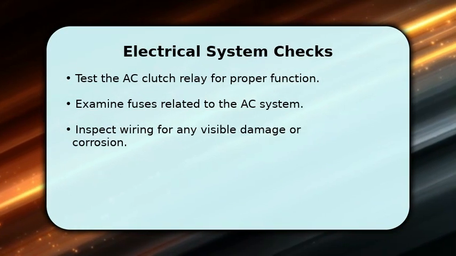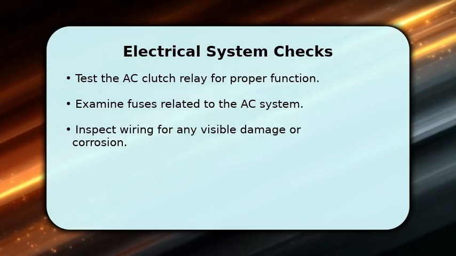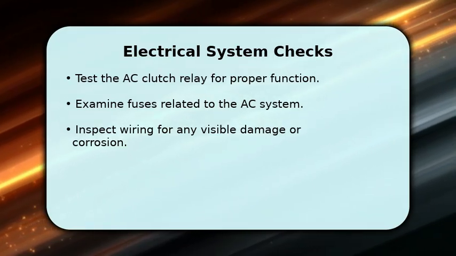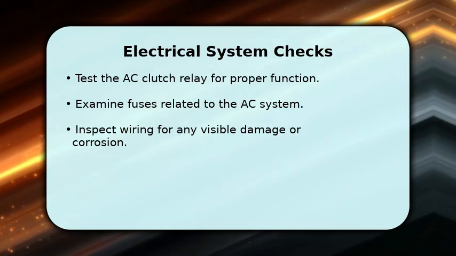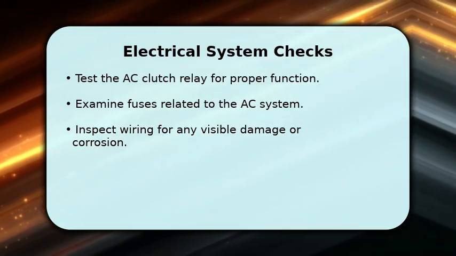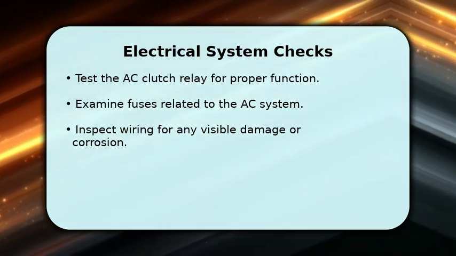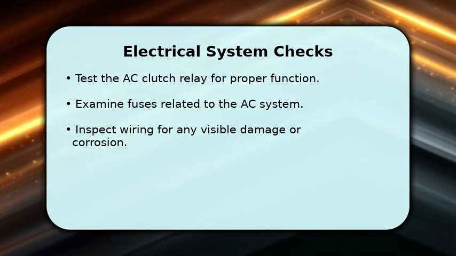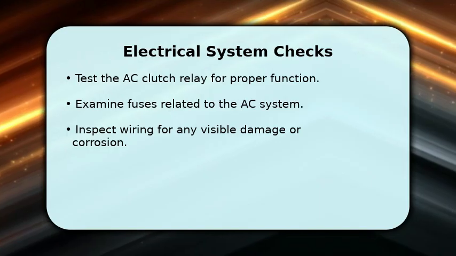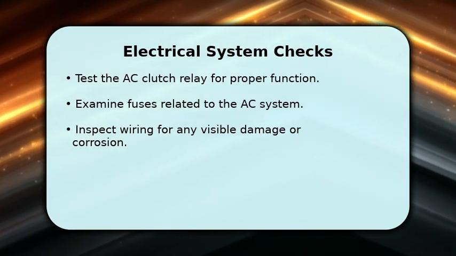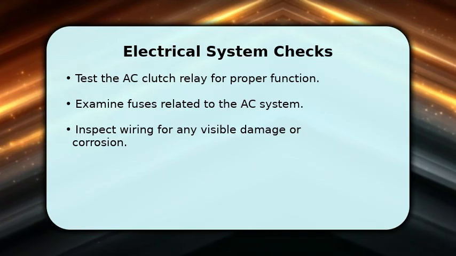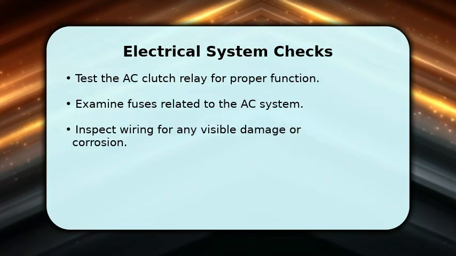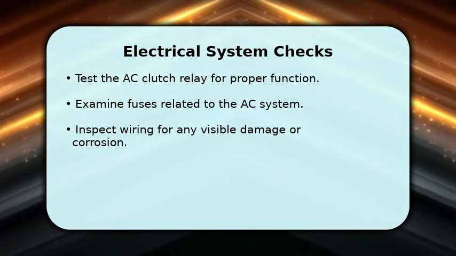Moving on, electrical problems are frequent culprits for AC malfunctions. Start by testing the AC clutch relay, which is usually found in the fuse box under the hood. You can often swap it with a known good relay to check. Next, carefully inspect all fuses associated with your AC system, replacing any that are blown. Finally, visually check the wiring harness for any signs of damage, fraying, or corrosion, especially near connectors.